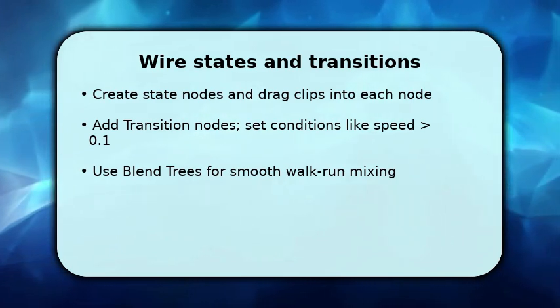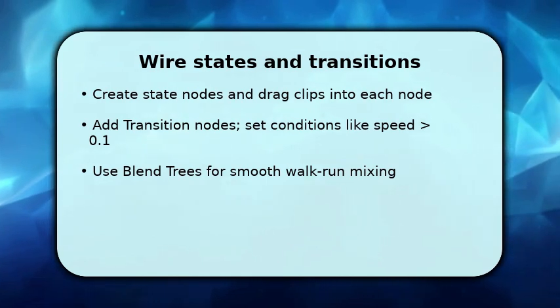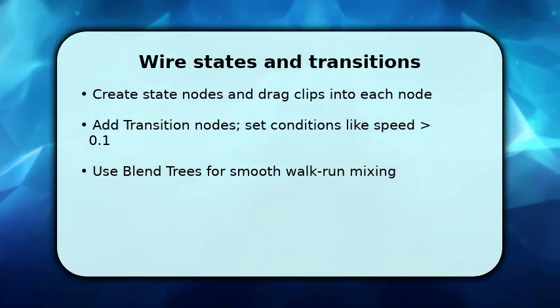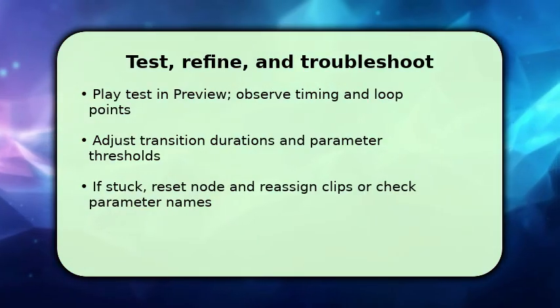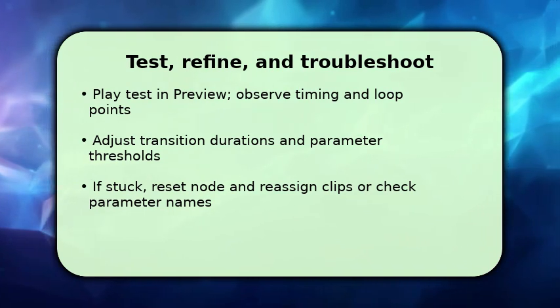If you need smooth mixing between walk and run, use a blend tree and map a speed parameter. Once wired, label parameters and lock your connections to avoid accidental edits during testing. Finish by running the preview and exercising every input so you can see transitions and timing in action.